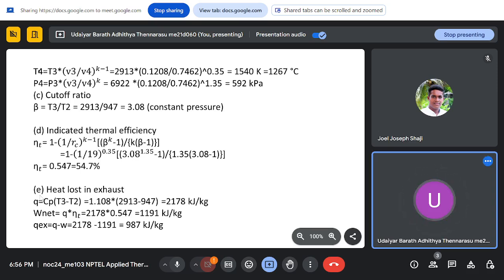So Q is your inlet energy, Cp T, because it is at constant pressure. So Cp into T3 minus T2, this is 1.108 into T3 minus T2, which comes out to be 2178 kilojoule per kg. And net work, you can find out just like the previous process, and on substituting you will get the similar value, 54.7, and the exhaust is Q minus W net, which comes out to be 987 kilojoule per kg.